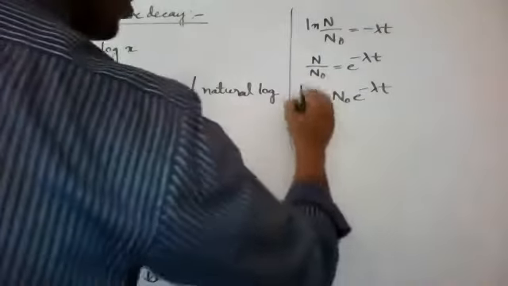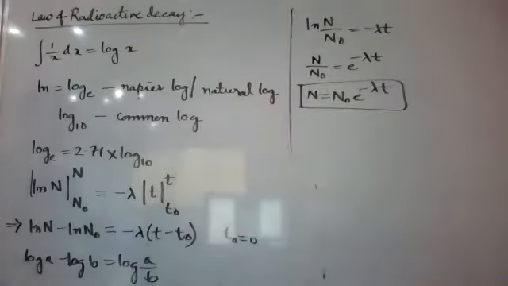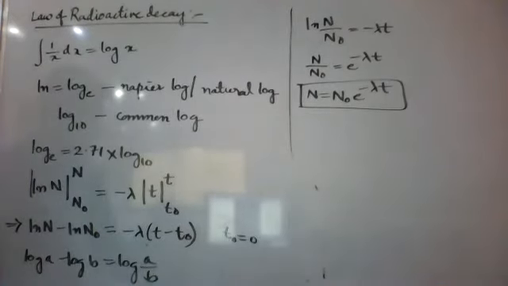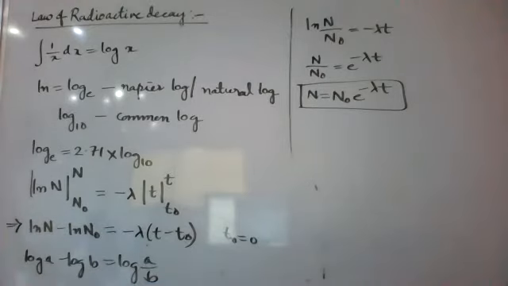It means the number of nuclei present after a certain time t is given by N equal to N0 e to the power of minus lambda t. This is the formula we got. Next, I want to find out what is half-life.